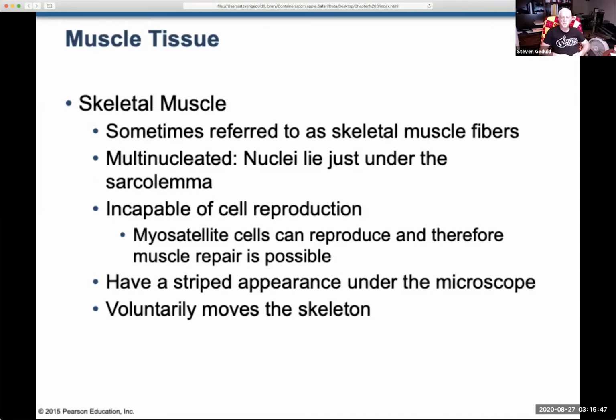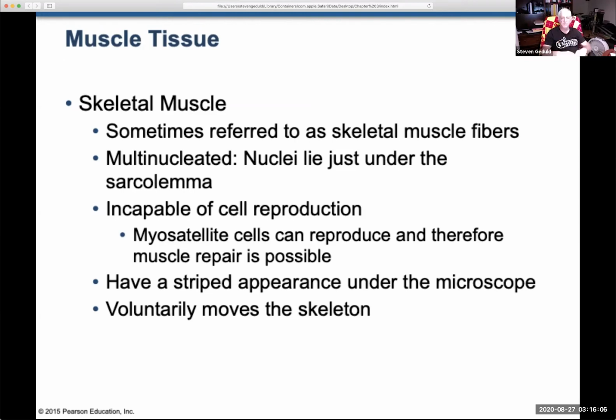Muscle cells are sometimes referred to as skeletal muscle fibers. They're multinucleated. Nuclei lie just under the sarcolemma. So you have multiple nuclei in one cell. They're incapable of cell reproduction. Okay, think about that for a second.